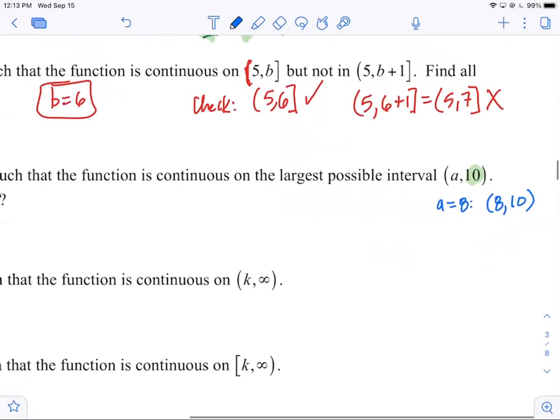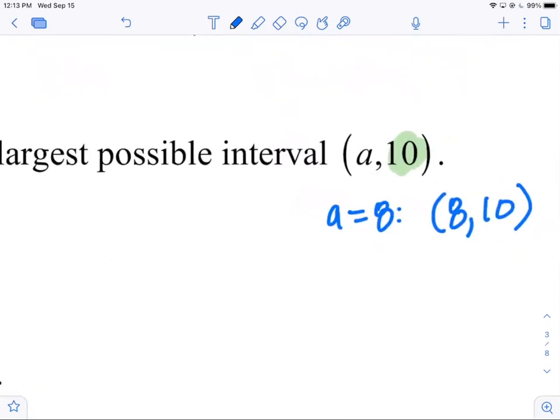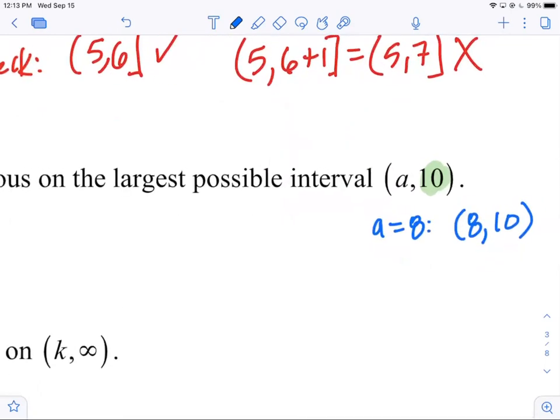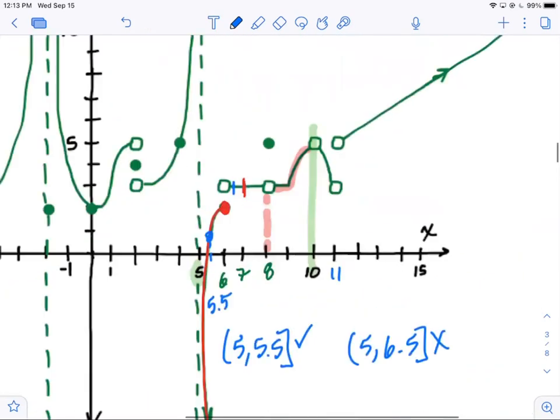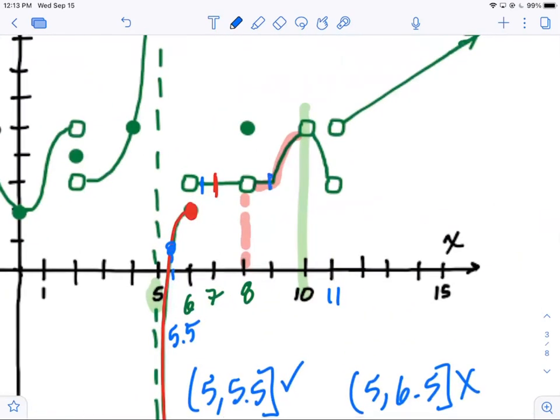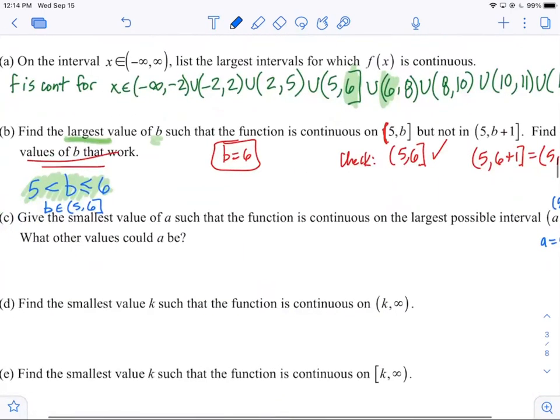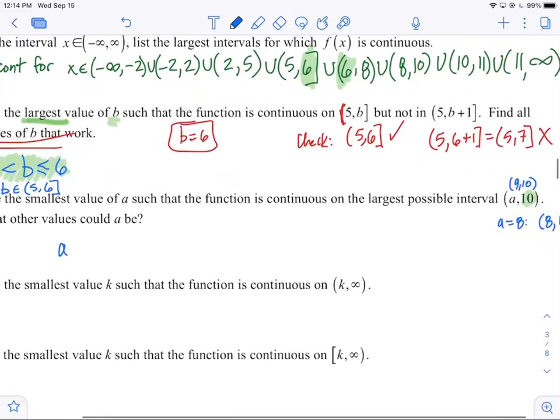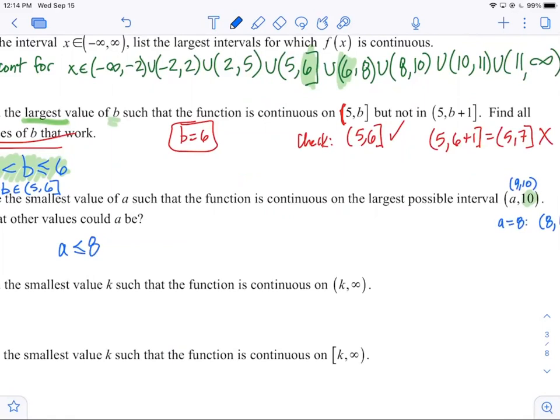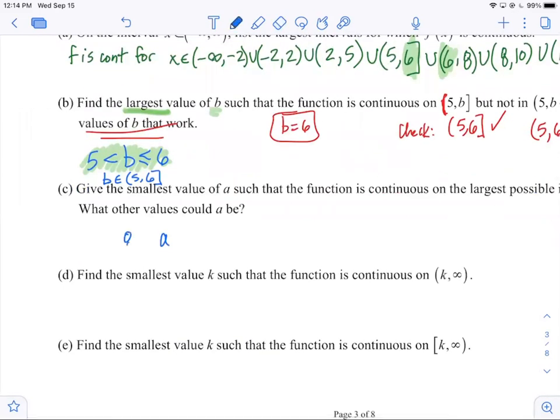Okay, but are there other values of a that will make that interval continuous? Yeah, is this a true statement? That graph is continuous from 9 to 10? Yeah, it's continuous from 9 to 10 on the open interval, sure. How about from 9.9 to 10? Yeah, how about from 8.1 to 10? Yeah, so all of the values that make it work, we know then that 8 is the smallest or largest. Smallest. Okay, so it goes on this end.